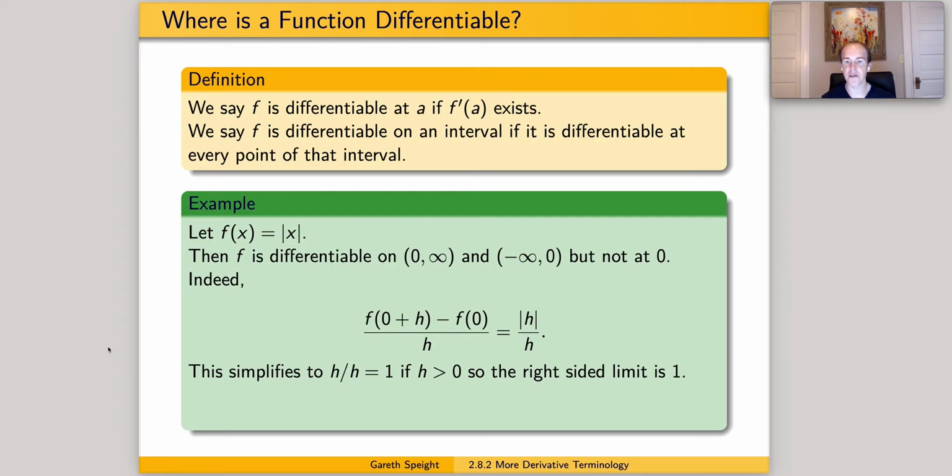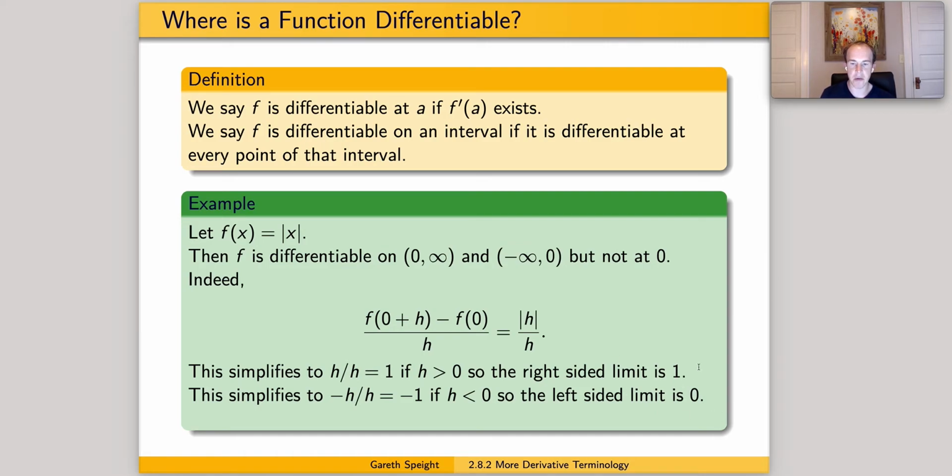Whereas if we go on the left, if h is less than 0, absolute value of h is defined to be minus h, because the absolute value is supposed to be the positive part. So if we have a negative number and we want to get the positive part, then we have to reverse the sign. So the absolute value of h then is going to be minus h. So we get minus h divided by h, which is minus 1. So in that case, the left-sided limit is going to be, sorry, not 0. Here it should be minus 1.